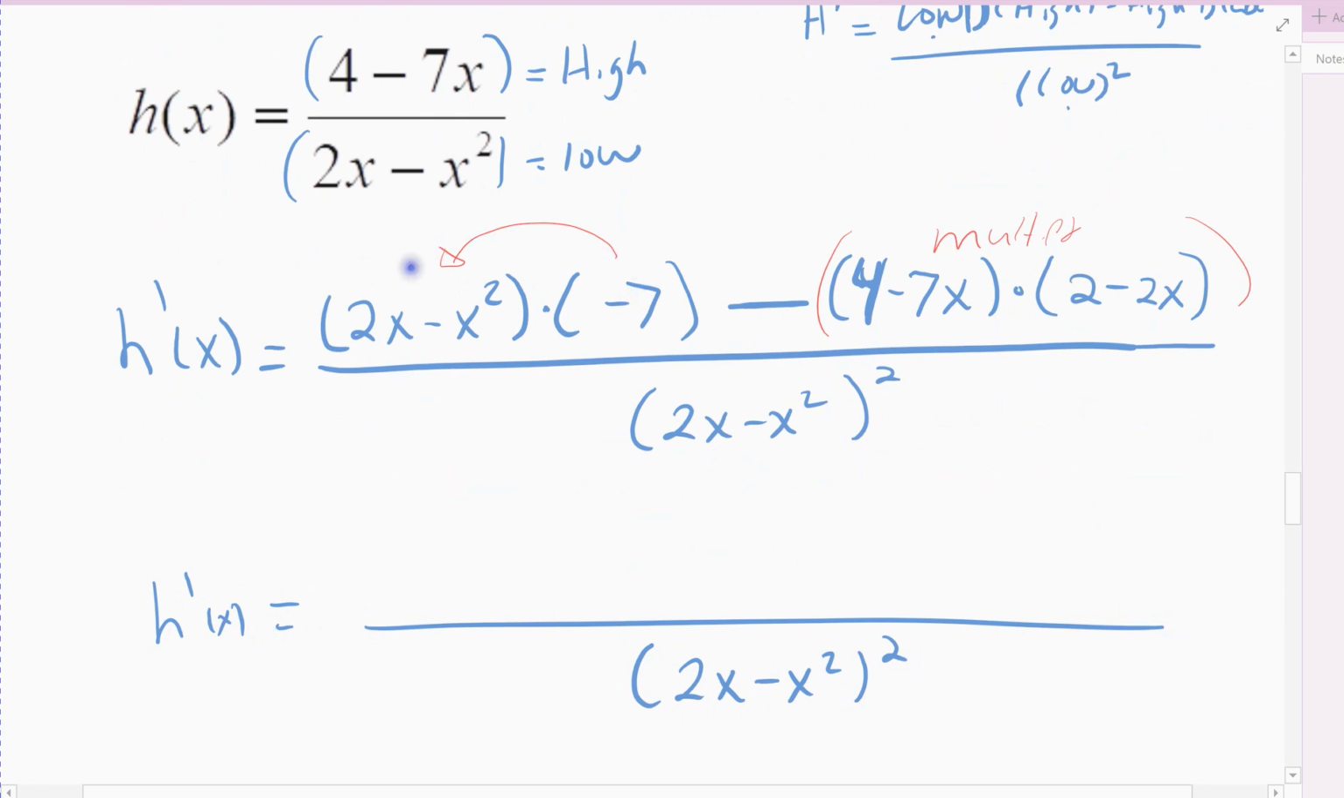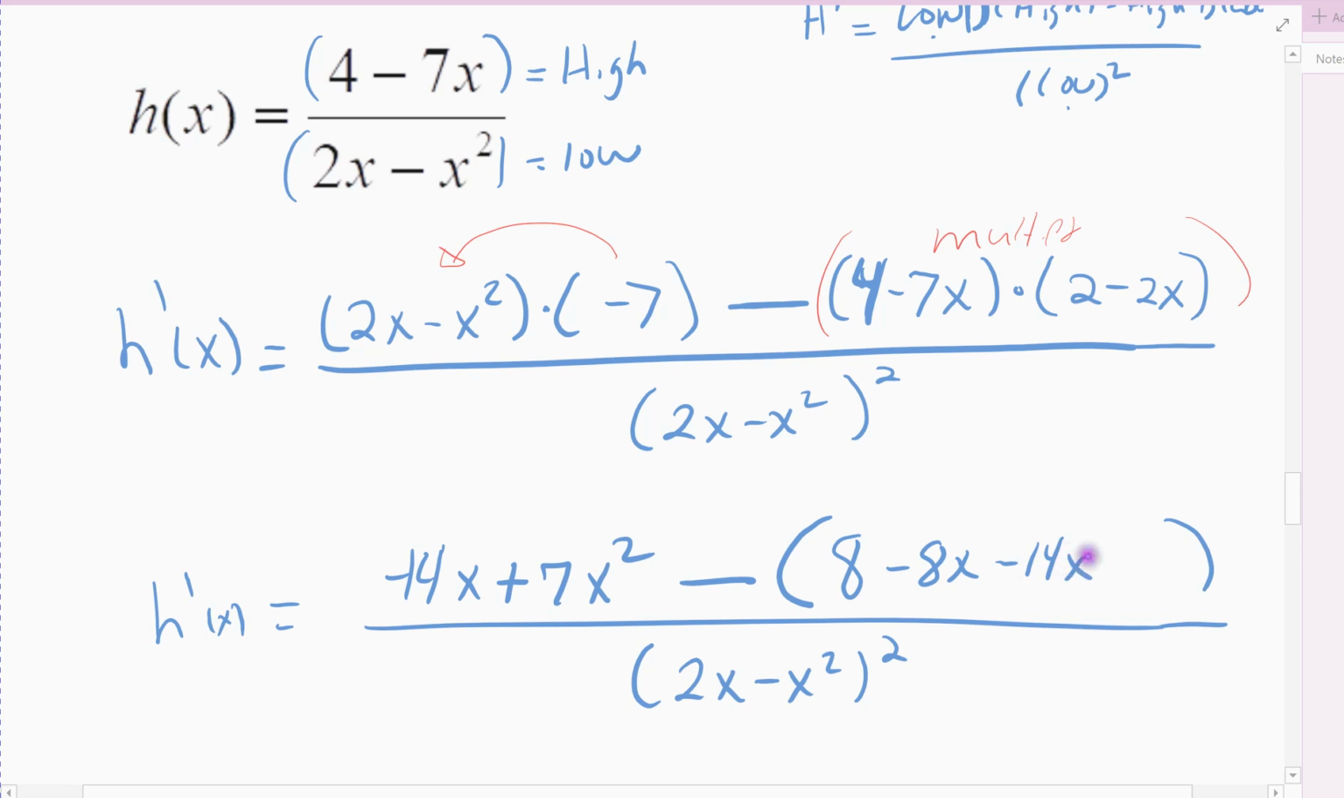All right, so up top I distribute my negative 7. I'm going to get negative 14x plus, right, negative gives me a plus 7x squared. Minus, still need parentheses because I haven't taken care of that minus yet, what that multiplies out to be. When I multiply that out, I'm going to take the 4 times the 2 to give me 8. That's my first. Outer, 4 times negative 2x is going to give me a negative 8x. Inside, negative 7 times 2 is going to give me a negative 14x.